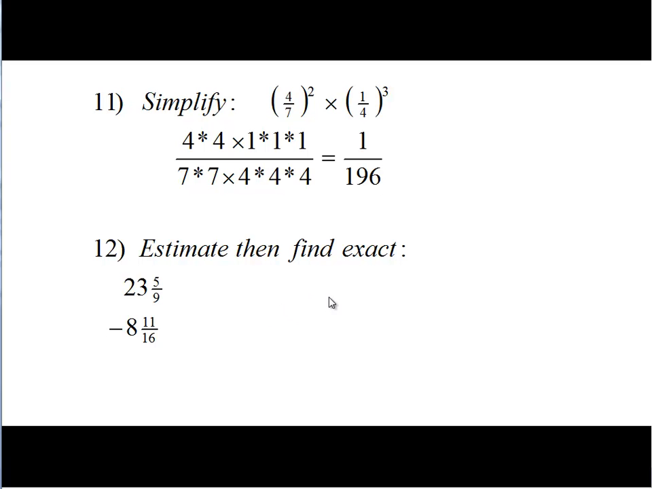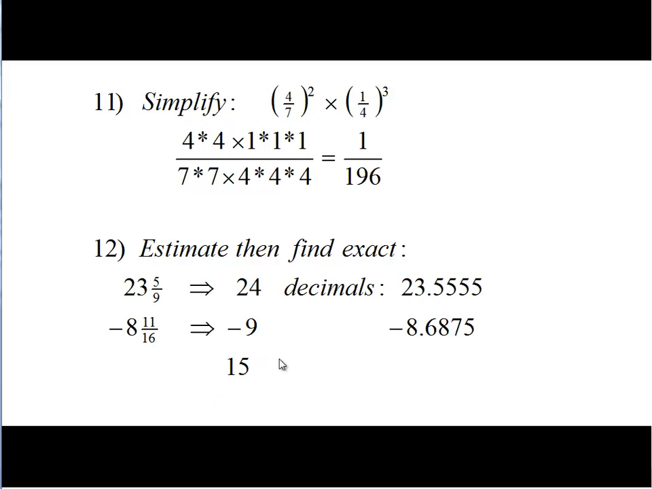Okay, estimating. So 23 and 5/9 turns into 24. 8 and 11/16 turns into 9. 24 minus 9 is 15. Okay, exact. Take this and turn it into a decimal. 5 divided by 9 is 0.5555. I did 4 decimals. 11 divided by 16 is 0.6875. If you subtract those, you will get 14.868.